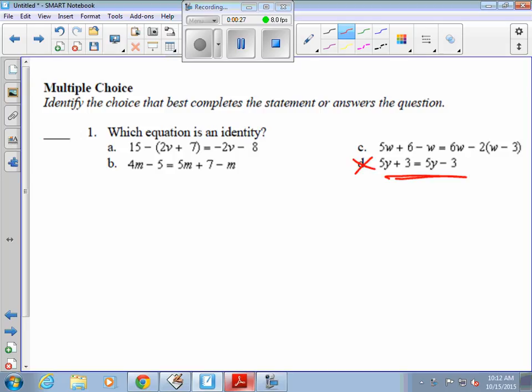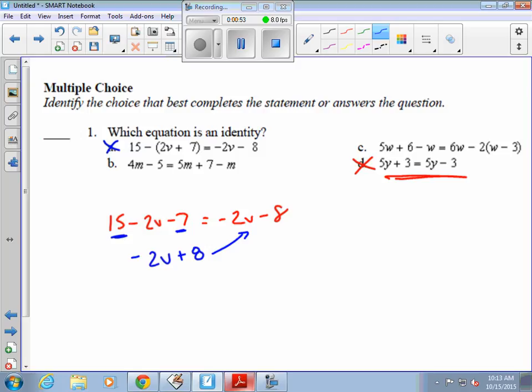As we distribute the negative 1 for A, it becomes 15 minus 2v minus 7 equals negative 2v minus 8. When we combine our like terms, 15 and negative 7, 15 minus 7 is going to be a positive 8. So you have negative 2v plus 8. And notice that is not the exact same thing as what's on the other side. Just like D wasn't an identity because it's positive and negative, neither is A.